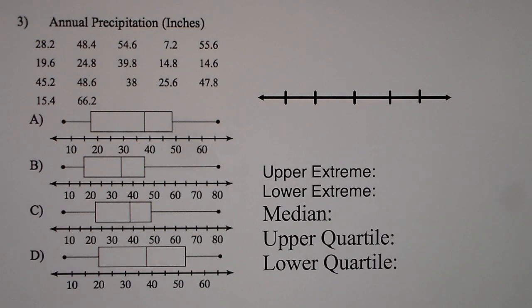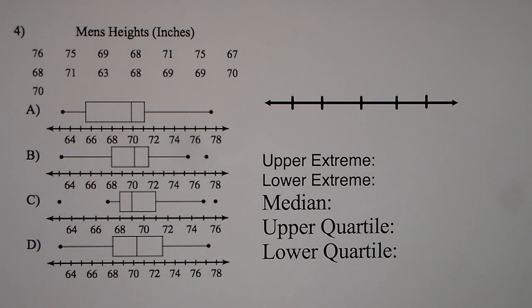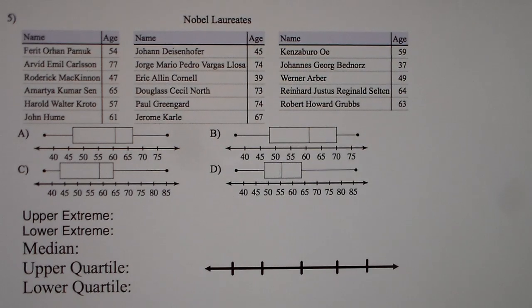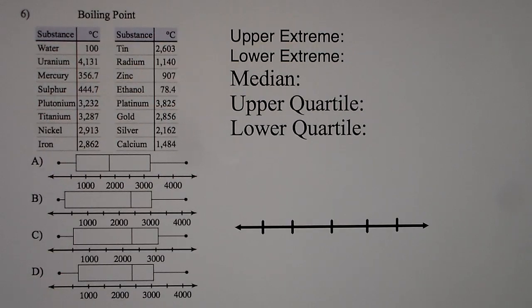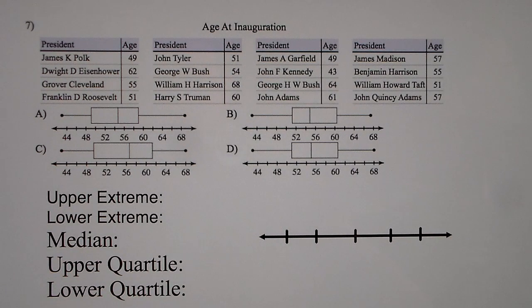Alright. Once again, here's another one you can practice on your own. Here's another one. Another one. Let's do number 6 here at boiling points. Actually, just boiling points is just thousands, so you're okay. Bigger numbers.